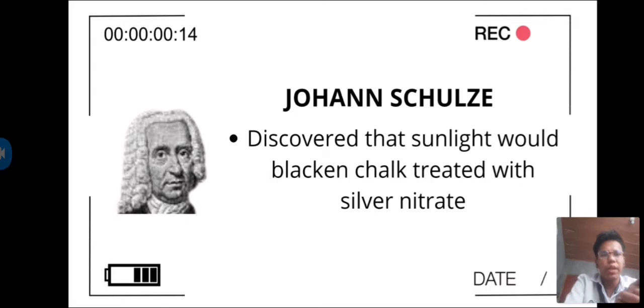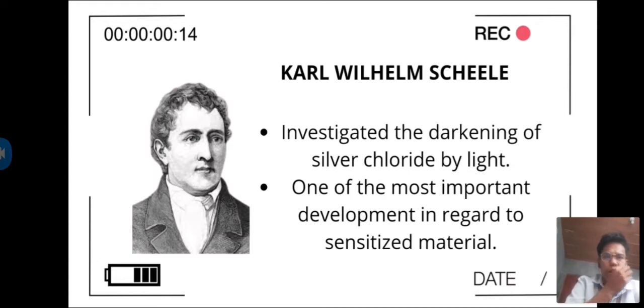He discovered that sunlight would blacken chalk treated with silver nitrate. Next one, Carl Wilhelm Scheele. He investigated the darkening of silver chloride by light. Ano nga ba itong darkening of silver chloride by light na sinasabi niya? Ang silver chloride kasi, classmate, pag na-expose siya sa sunlight, nagkakaroon ng reaction. Ngayon yung reaction na yun, ginamit siya sa photography, specifically in black and white photography. Kasi doon meron dong silver ions na very sensitive to light.